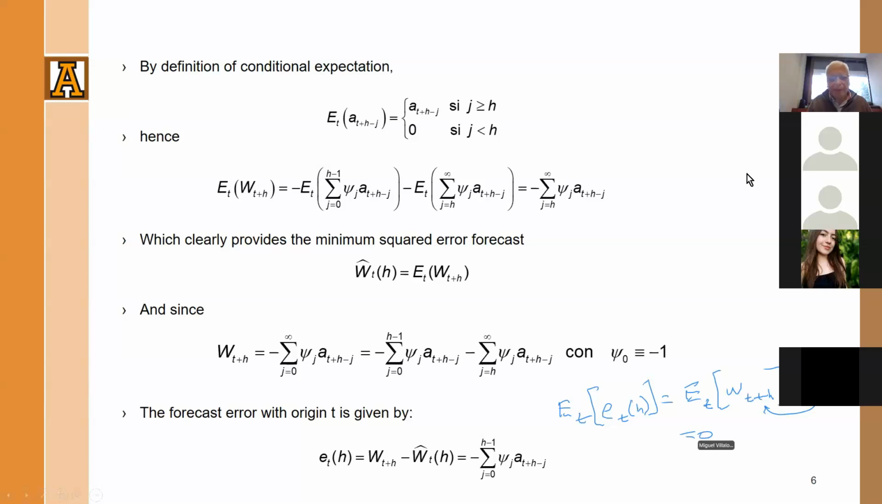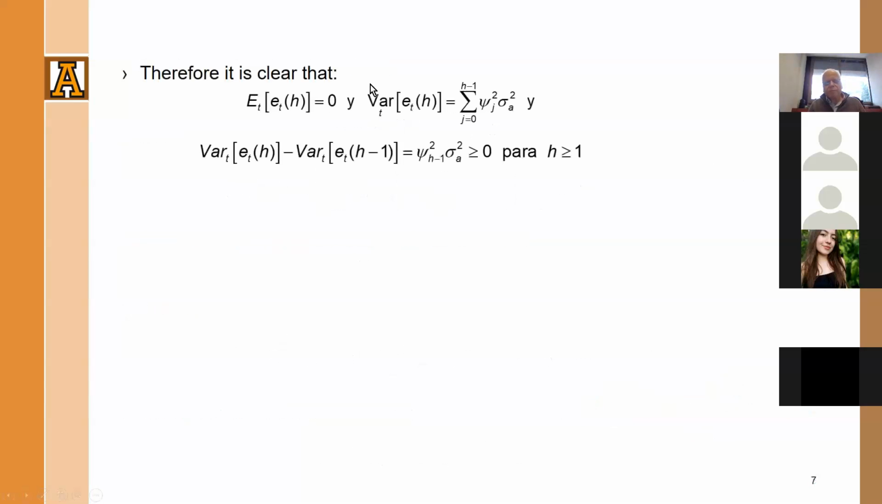So that is equal to 0. Okay. And the variance of e_t(h) is just going to be the sum of the psi_j squared times sigma_a squared. The psi_j's, remember, are the weights for that representation of a stationary process in the future. It's what we don't know.